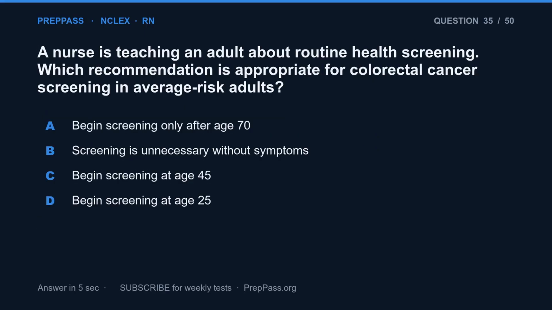Question 35. A nurse is teaching an adult about routine health screening. Which recommendation is appropriate for colorectal cancer screening in average-risk adults? A. Begin screening only after age 70. B. A screening is unnecessary without symptoms. C. Begin screening at age 45. D. Begin screening at age 25.